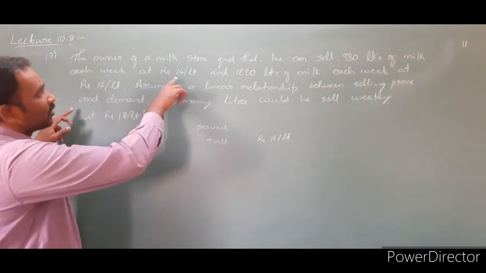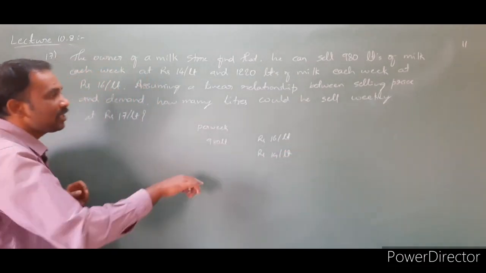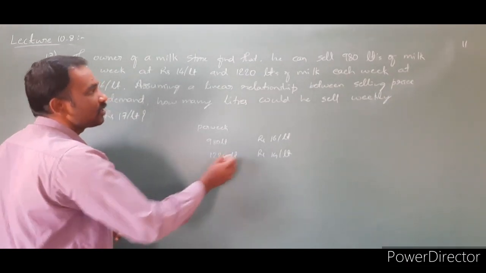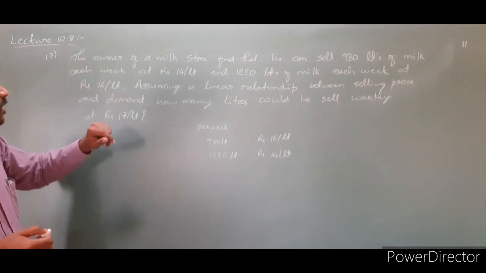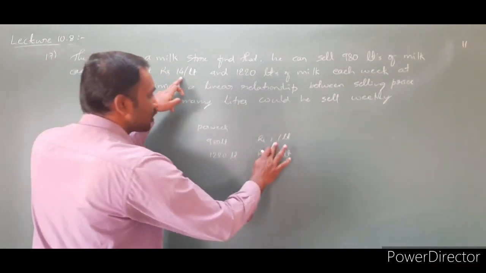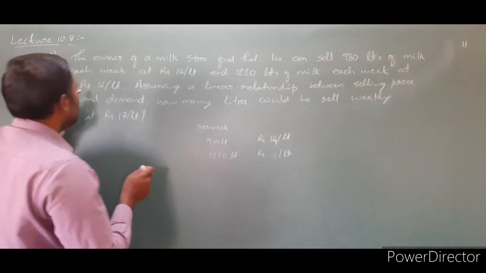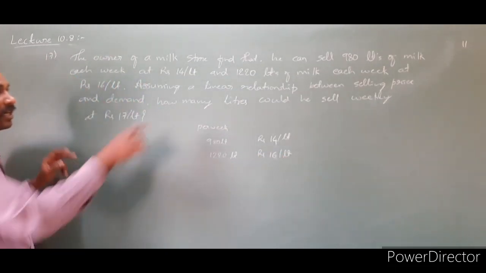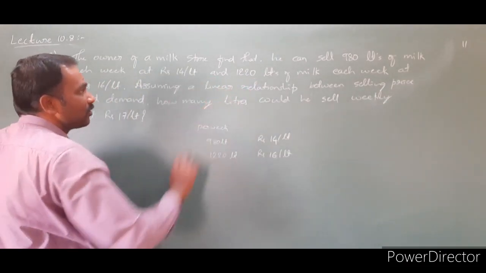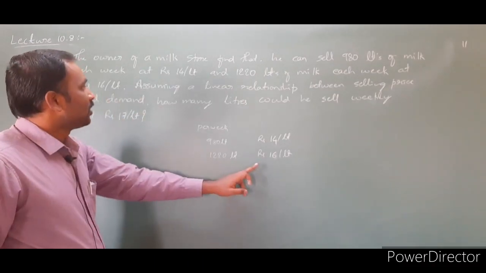Similarly, suppose the price is 14 rupees per liter, how many liters is he going to sell? 1220 liters each week. Sorry, 980 liters of milk each week at 14, and 1220 liters of milk each week at 16 rupees. I just made a mistake; instead of taking this line, I took the next line. So: 1220 liters of milk each week at 16 rupees per liter.